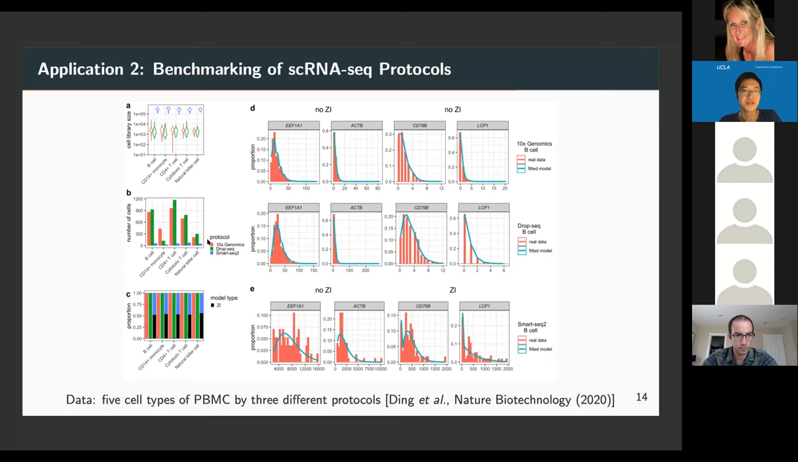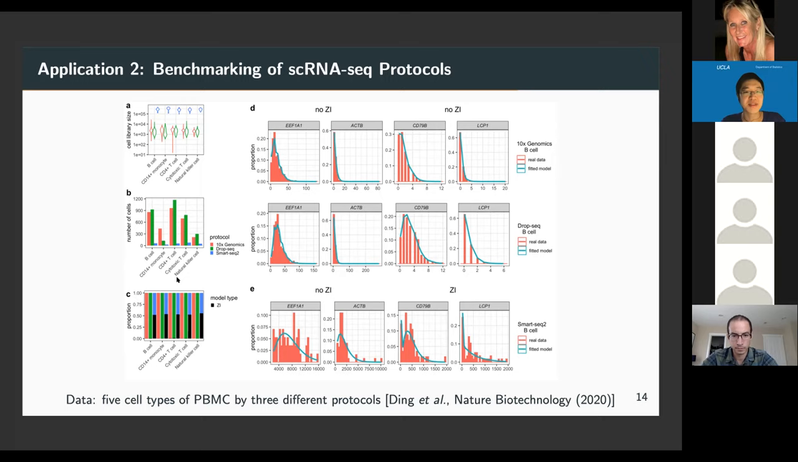And then the blue is the SmartSeq2 protocol, which is a full-length protocol. So here I've shown the cell library size. For the full-length protocol, it has a larger cell library size distribution for the cells. And we can only simulate fewer cells for the full-length protocols compared to the tag-based protocols.